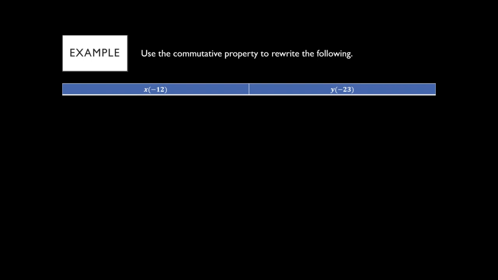And so you can rewrite instead as -12 and then the x, and -23 and then the y. Now, when we do this, if the parentheses are in the front, we don't really need them anymore because you've got something times a letter and they're different. A number and a letter are not the same thing. So we usually write this as -12x, and we leave off the parentheses, and -23y. And so this is how we would use the commutative property to rewrite these.